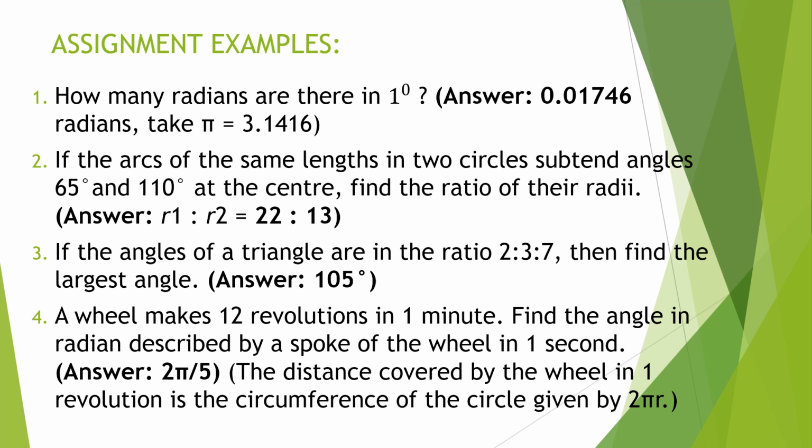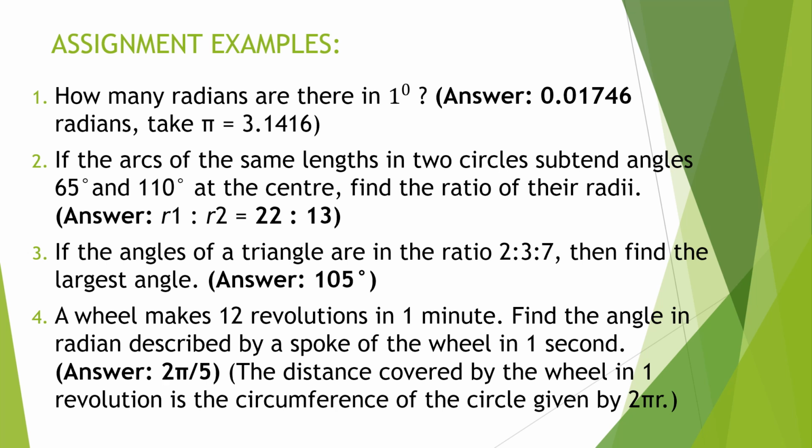Some assignment examples. Please do these examples. You'll get a clear idea of this topic. First one, how many radians are there in 1 degree? It is 0.01746. To get this exact value, you can take pi as 3.1416. This is a simple one.